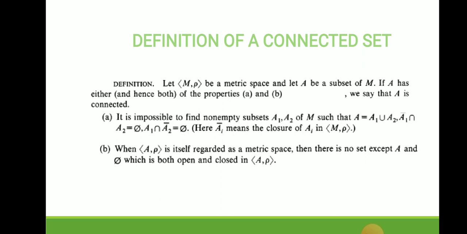The next condition is: when (A, rho) is itself regarded as a metric space, there is no set except A and phi which is both open and closed in (A, rho). So other than A, we cannot find a set which is both open and closed in (A, rho). If either of the conditions holds, the given set A is said to be connected.